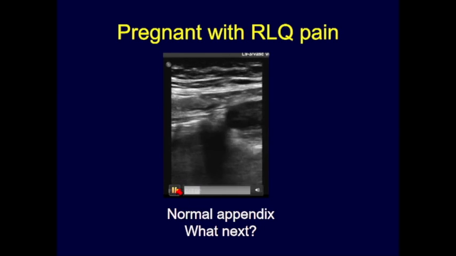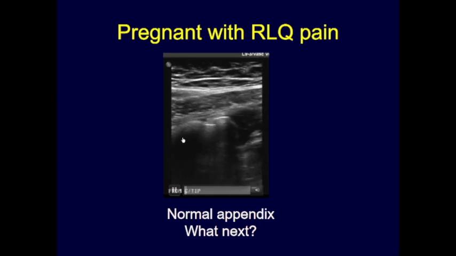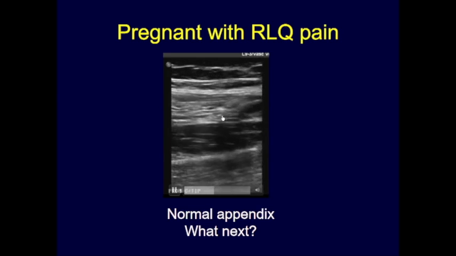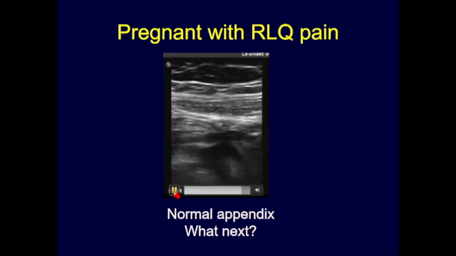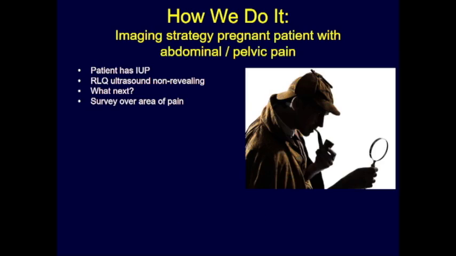So we have a pregnant patient who had right lower quadrant pain. We confirmed an IUP. This cine loop shows you that there was a normal appendix. There was a little bit of gas within the lumen. There was no surrounding inflammation. What do you do next? Do you just send the patient back up to the ER and say, normal appendix, IUP? The technologist in this case said, you know, Dr. Rodgers, I think that this patient had a lot more pain than I would expect.